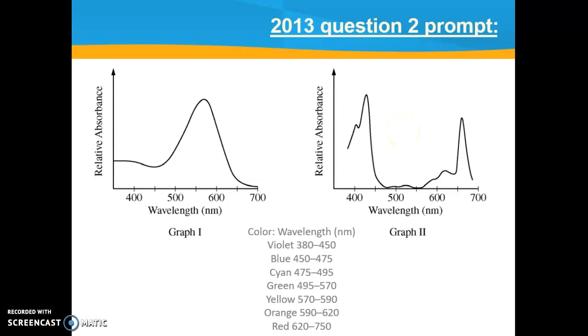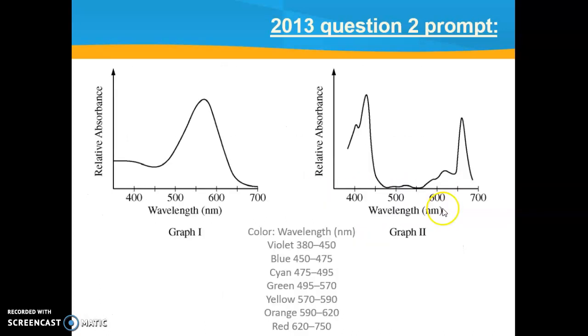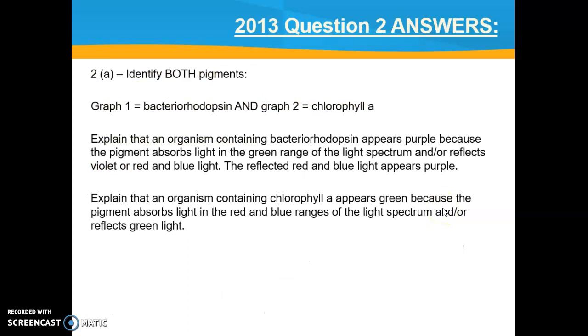and what is reflected. So for part A, again, bolded or underlined words, identify the pigments, so which graph was which, explain and justify your answer. So let's take a look at some better graphs here, or some better responses here.